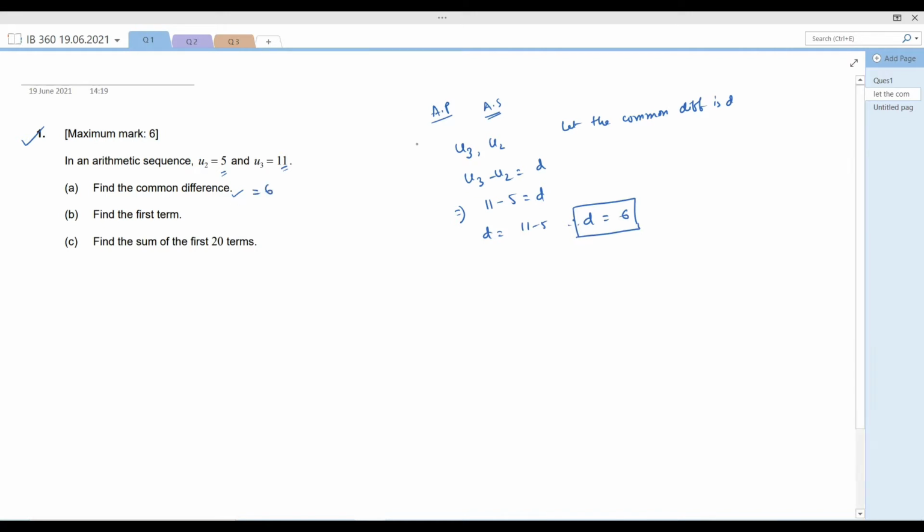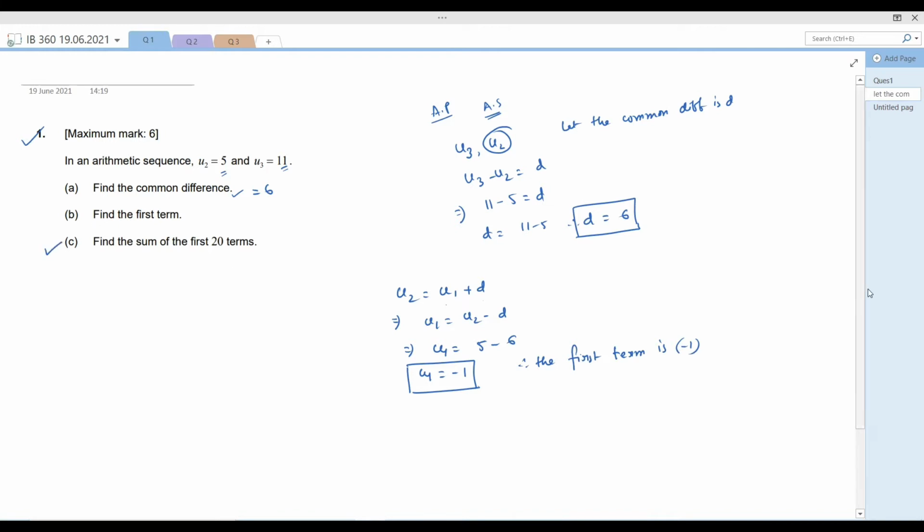Now we will need to find the first term. From the second term we can get the first term. So U2 is basically U1 plus D, first term plus common difference. So from here we can write U1 equals U2 minus D, or U1 equals U2, which is given as 5, minus D, which is 6. So U1 equals minus 1. So the first term is minus 1.